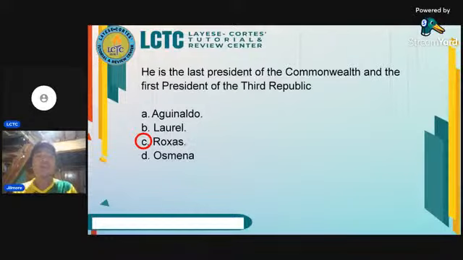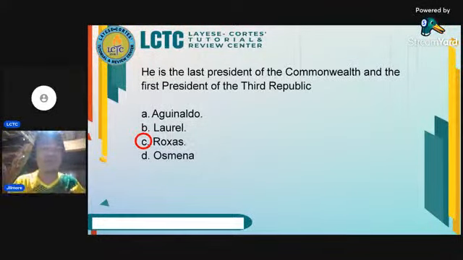Next, let's proceed. He is the last president of the Commonwealth and the first president of the Third Republic. There were 3 presidents during the Commonwealth period: Manuel Quezon, Sergio Osmeña, and last, Manuel Roxas, and then Philippine independence was given by the United States. Take note, again, there were 3 presidents during the Commonwealth period: Manuel L. Quezon, Sergio Osmeña, and then Manuel Roxas. Actually, Sergio Osmeña lost the election between him and Roxas. And it was during the tenure of Roxas as president that the Americans granted full independence for the Philippines.